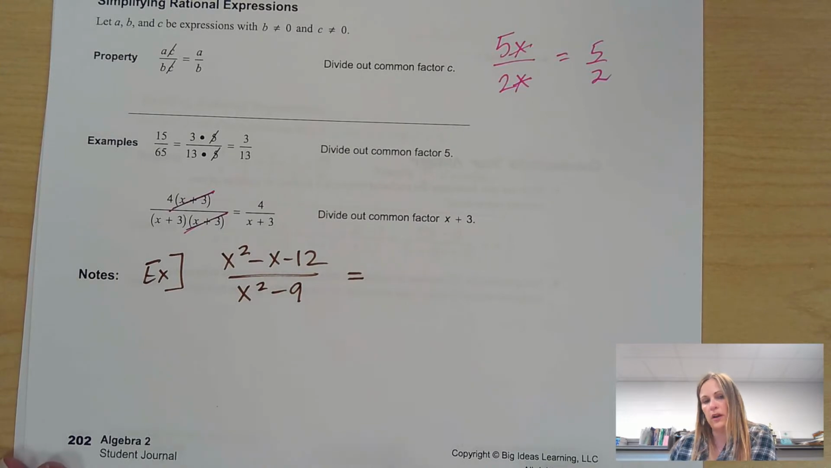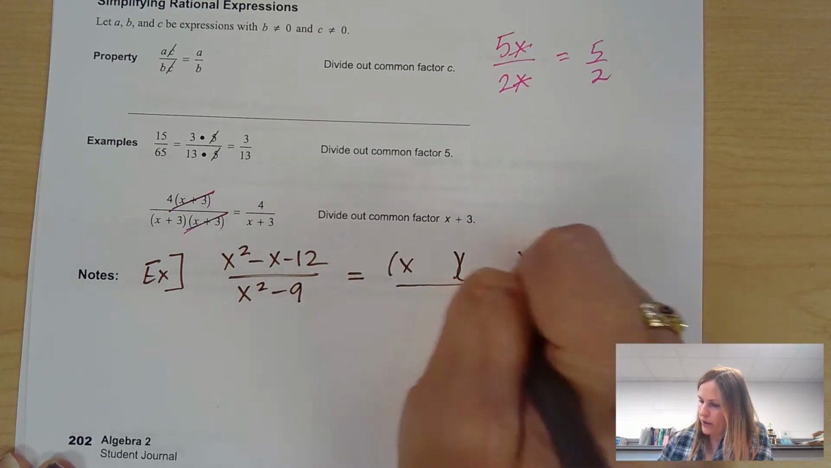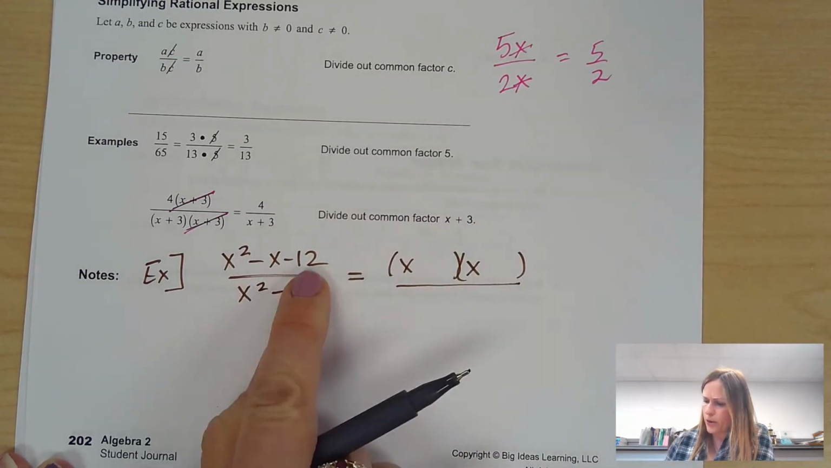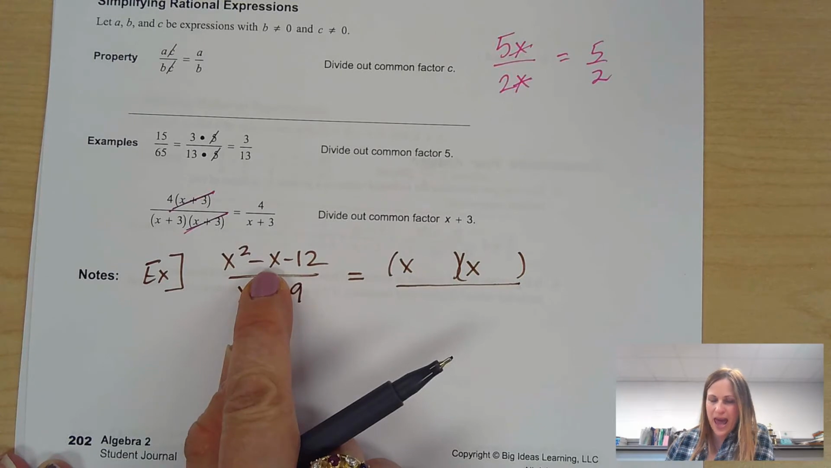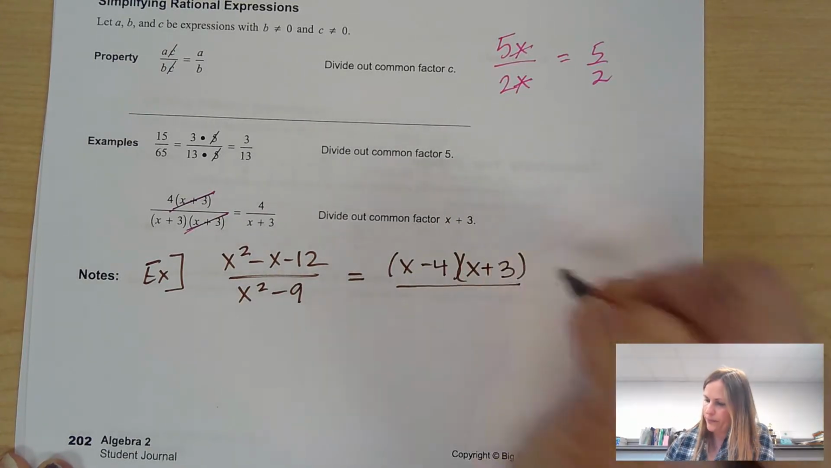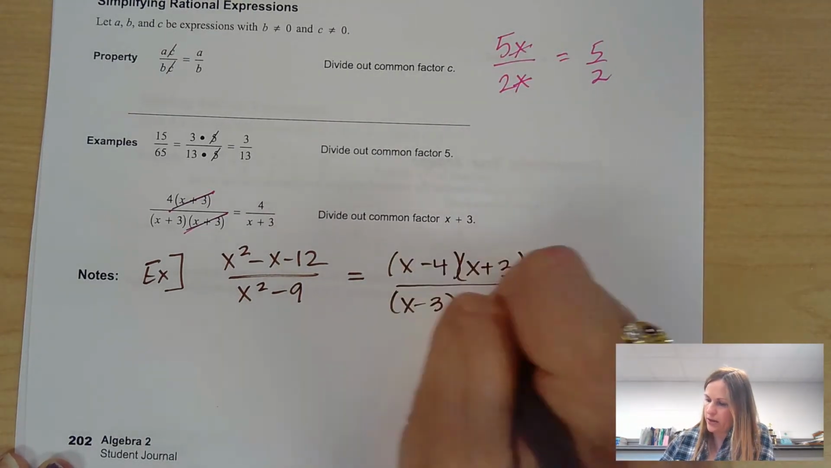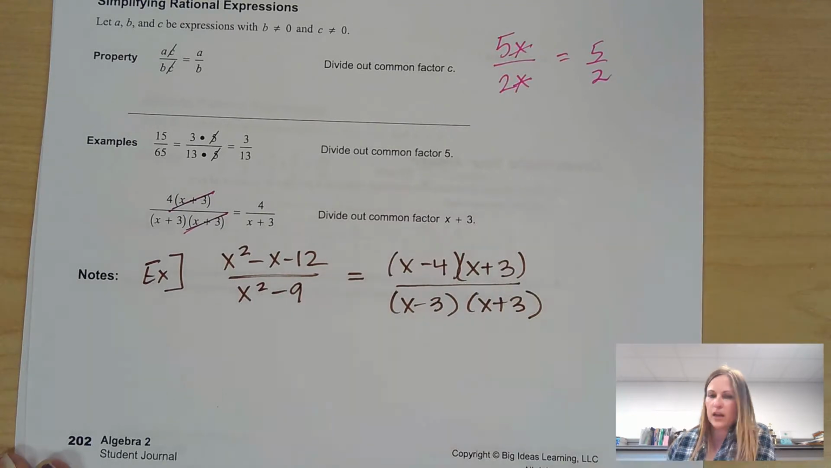Your first rule of thumb is to factor everything. Factor the numerator, factor the denominator. If I'm factoring the numerator, it's a trinomial. Numbers that multiply to negative 12 but add to negative 1 would give me negative 4 and positive 3. And then this is that difference of two squares, so x minus 3, x plus 3.